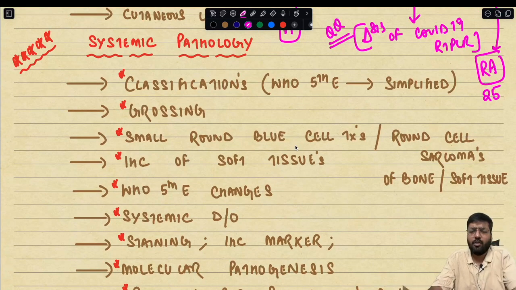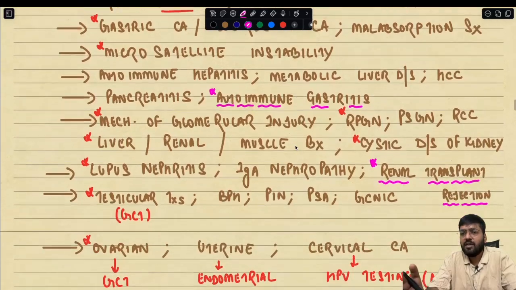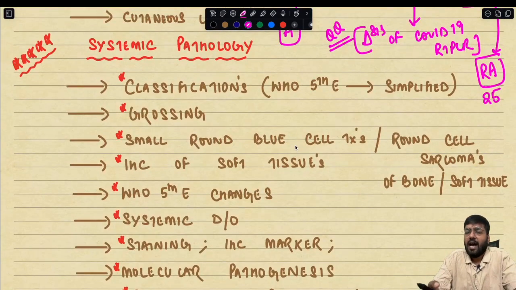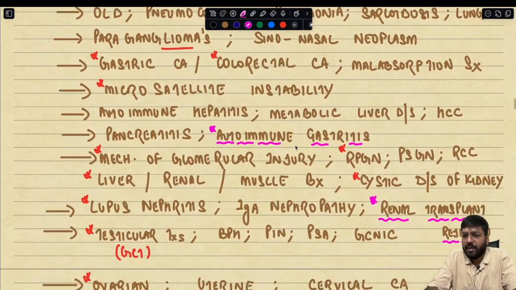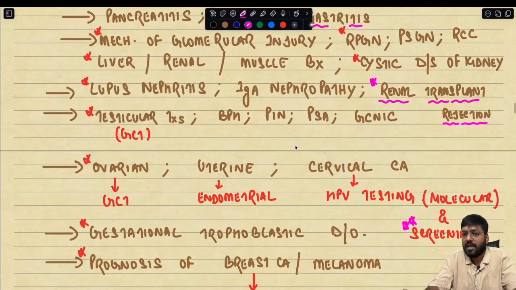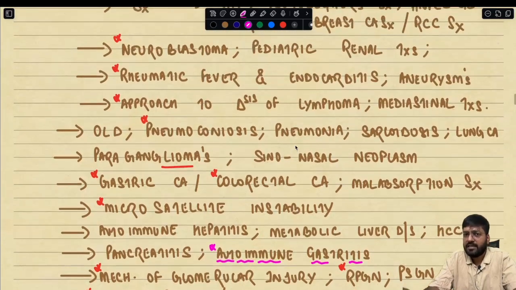Now you already know that systemic pathology is vast. So I have given a list of topics over here, and among the list of topics, the ones marked with red are very important. Others are important too, but these are more important. And the ones marked with pink are the ones which have been added to this list. From last year I have added this. Last year these were not there, I have added them to the list this year.